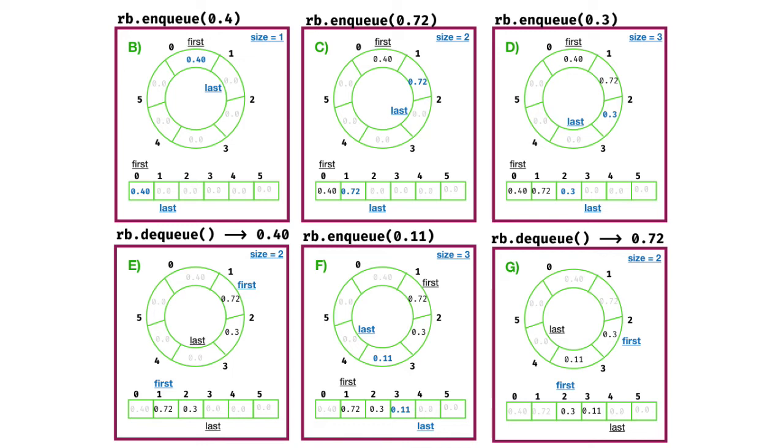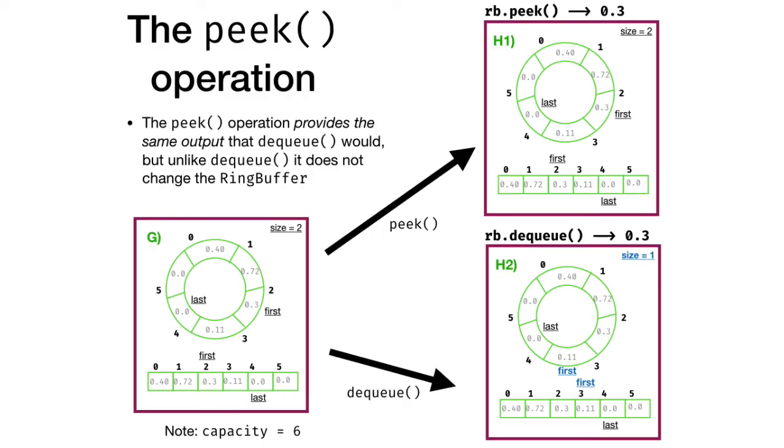Okay? One operation that I haven't talked about that's really important is the peek operation. The peek operation is important because it allows you to read what is in front of the ring buffer, but without removing it from the ring buffer. And we'll see later on why that's important. So the peek operation provides the same output as dequeue, but it does not change the ring buffer.